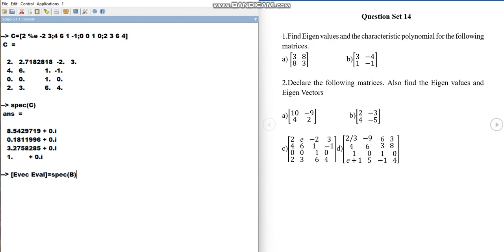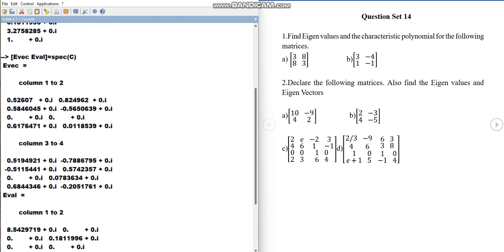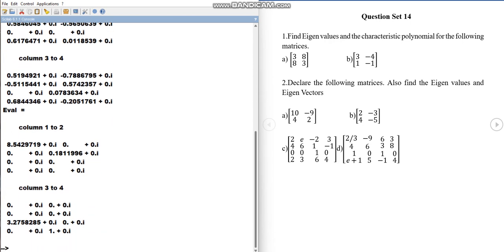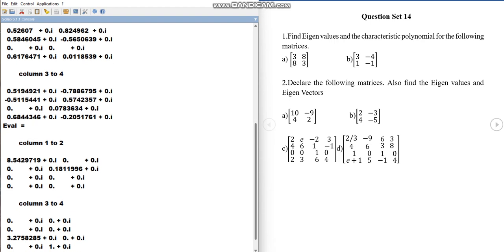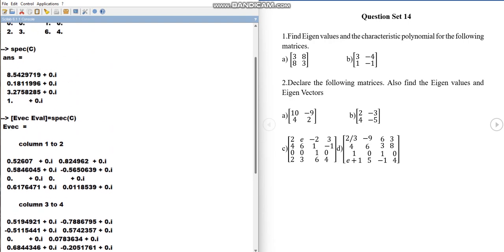Now for finding the eigenvectors, again we can write spec(C). So we have 4 columns in the matrix eval and 4 columns in the matrix evac. You can see evac column 1 to column 4, and in eval also column 1 to column 4. So the corresponding eigenvector to the eigenvalue will be there in the respective column.